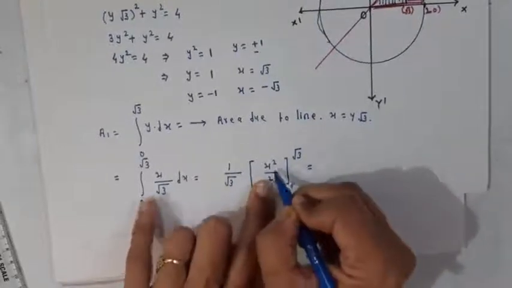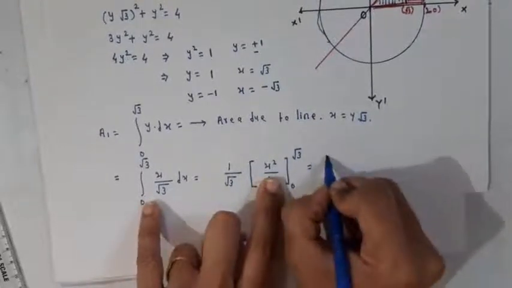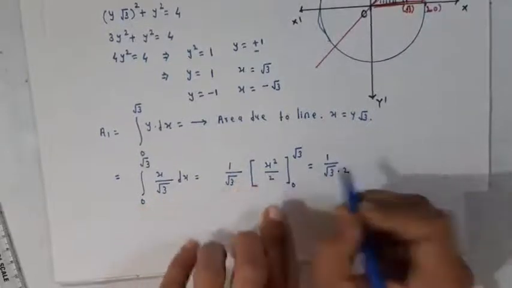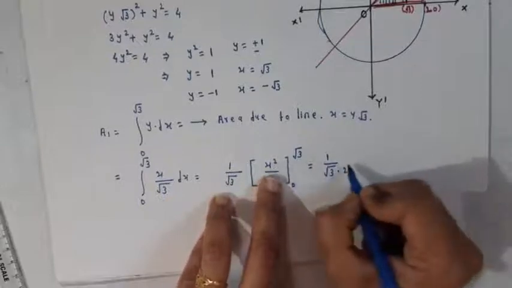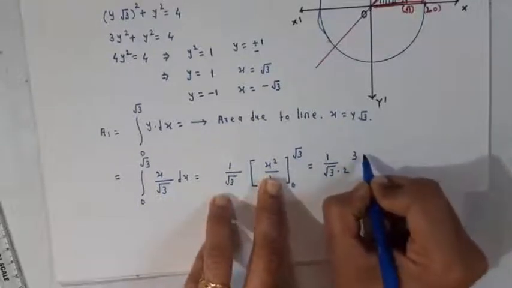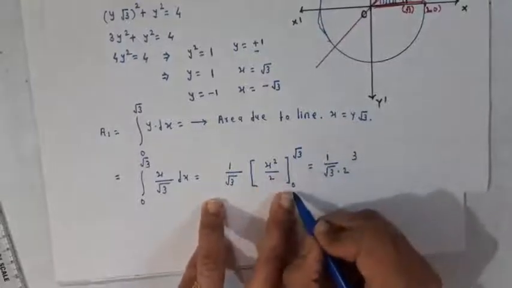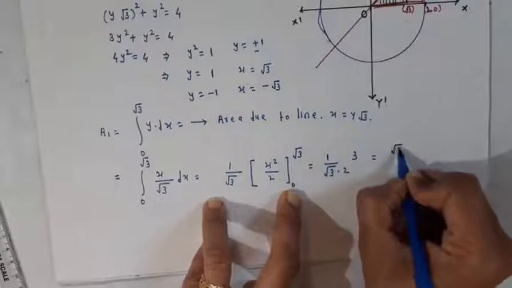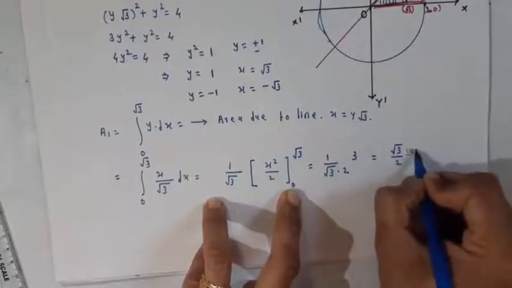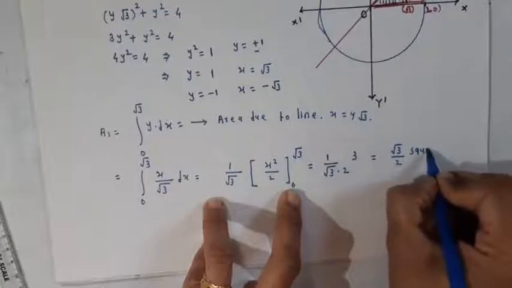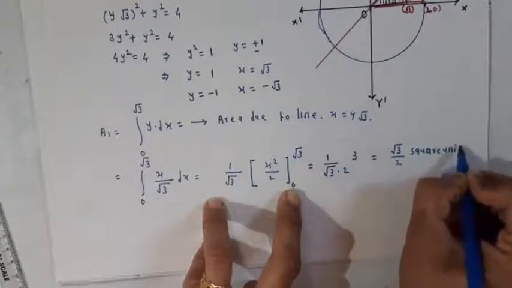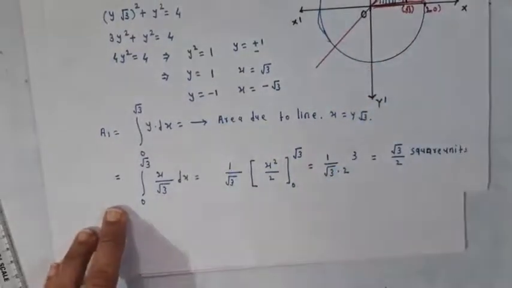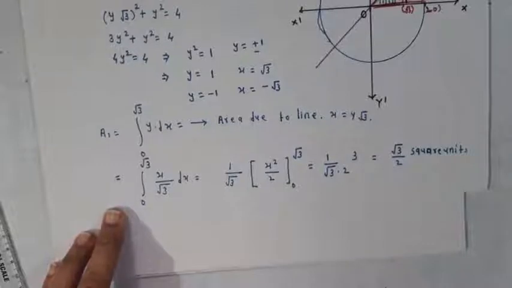So put the value of x equal to root 3. We will get 1 upon root 3 into 3 upon 2, since root 3 square is 3. Minus the lower limit, which is 0, so that will be 0. Hence root 3 upon 2 square units is the area A1. Now let us find out the area A2.